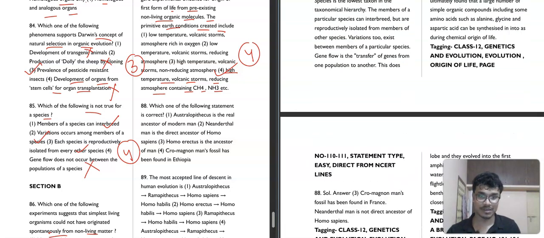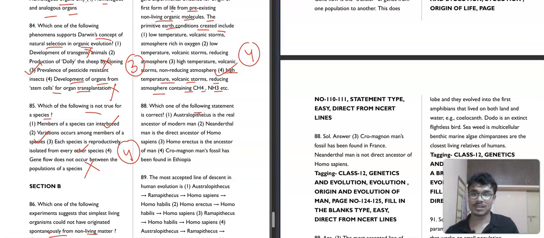Then question number 88. Which of the following statements is correct? Australopithecus is the real ancestor of modern man. Is it? No, not the real ancestor of modern man. Neanderthal man is the direct ancestor of Homo sapiens. This is also not correct, this is basically Cro-Magnon. Homo erectus is the ancestor of man. It is correct. Okay, so Cro-Magnon man's fossil has been found in Ethiopia. This is found in France, not in Ethiopia, so it is also not correct. This is not given in NCERT as well. Okay, so the third option is our correct answer.